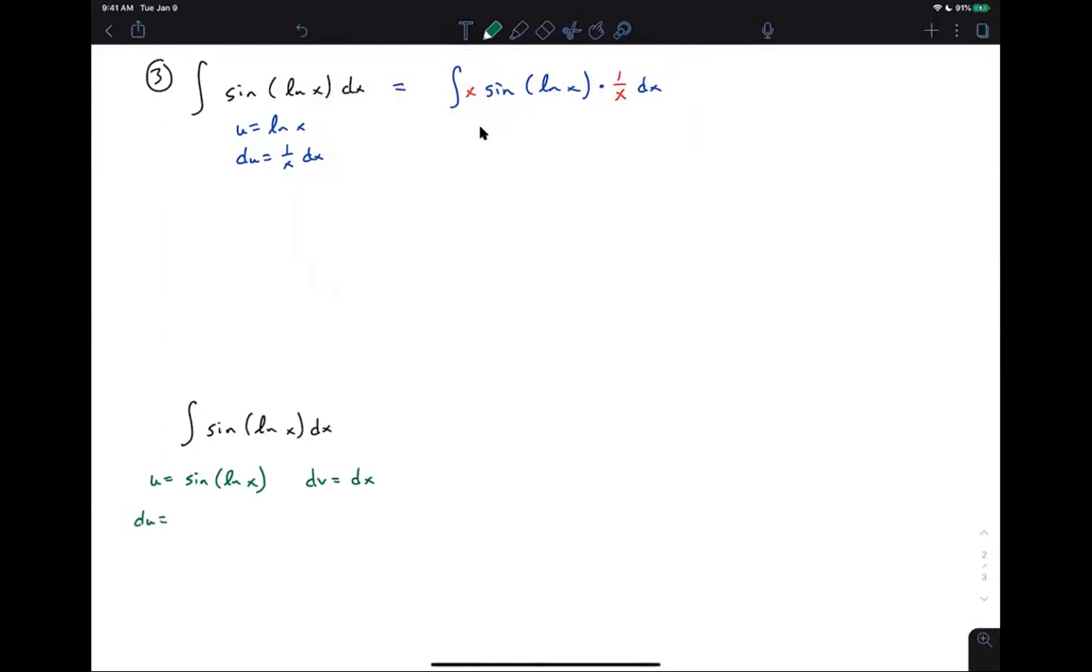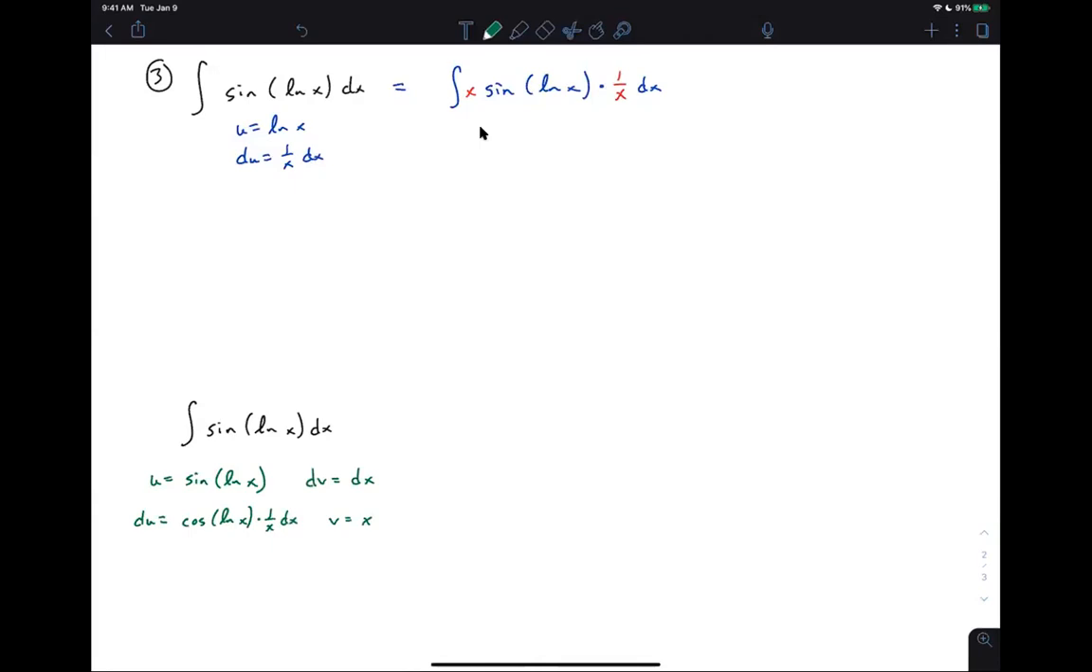du is cosine of natural log x, but then what? Times something. 1 over x. Yeah, times 1 over x because of the chain rule. And so we get cosine of log x times 1 over x dx. And then v is x because it's the antiderivative of 1 dx. Does that make sense to everybody?